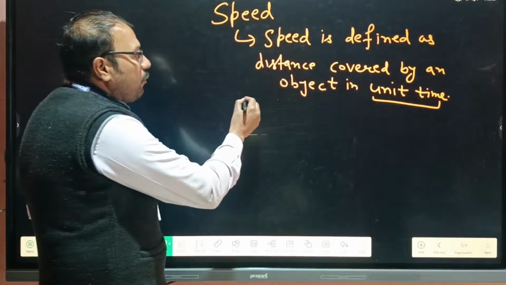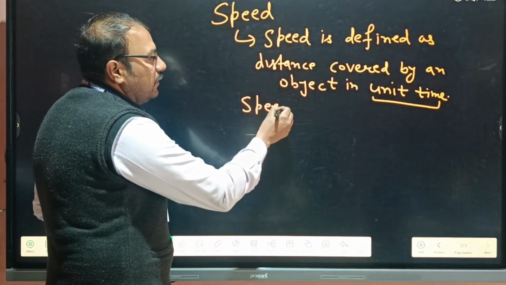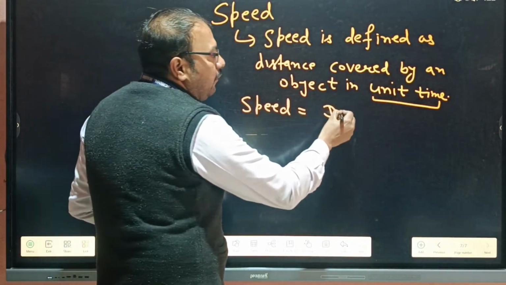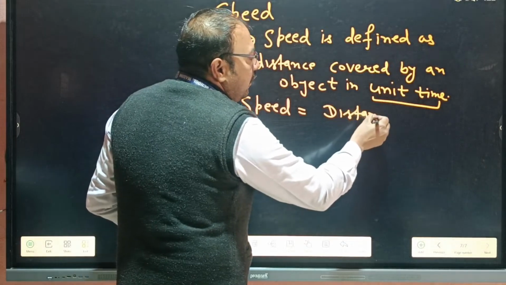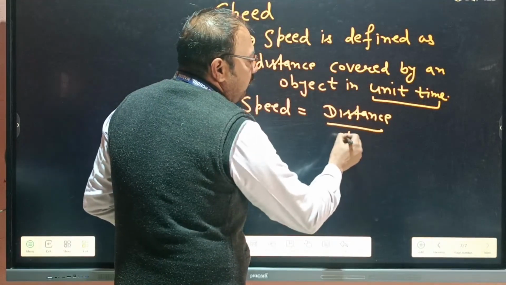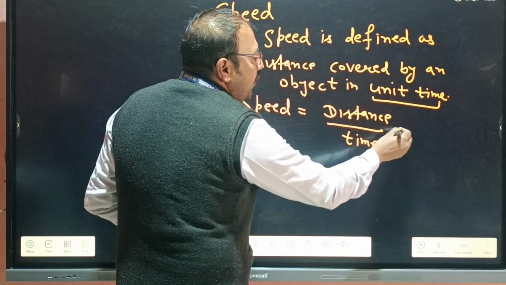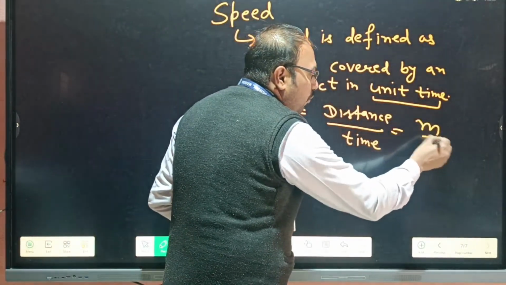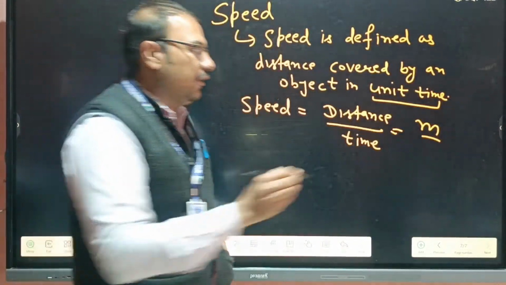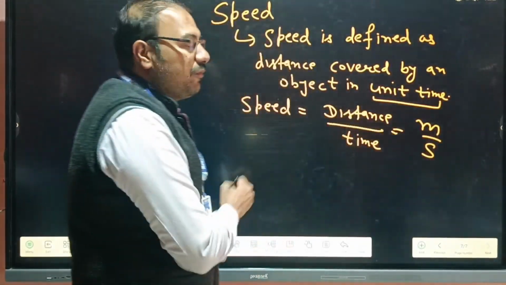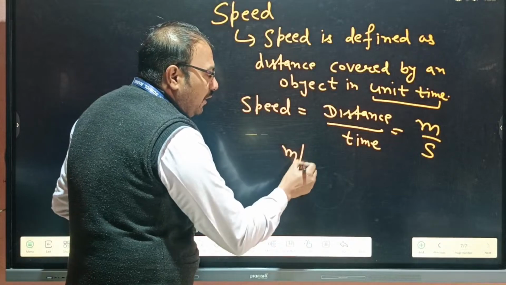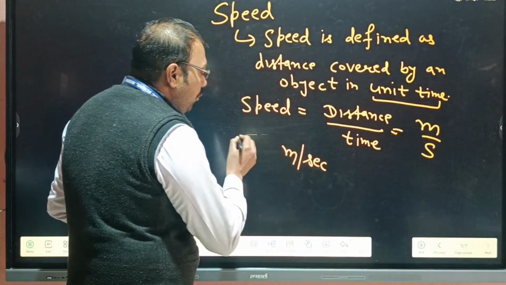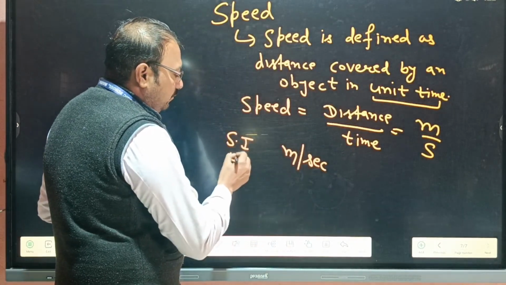So what is the formula of speed? Distance upon time. And what is the unit of distance? Meter. What is the unit of time? Second. So what is the unit of speed? Meter per second. So this is the SI unit.